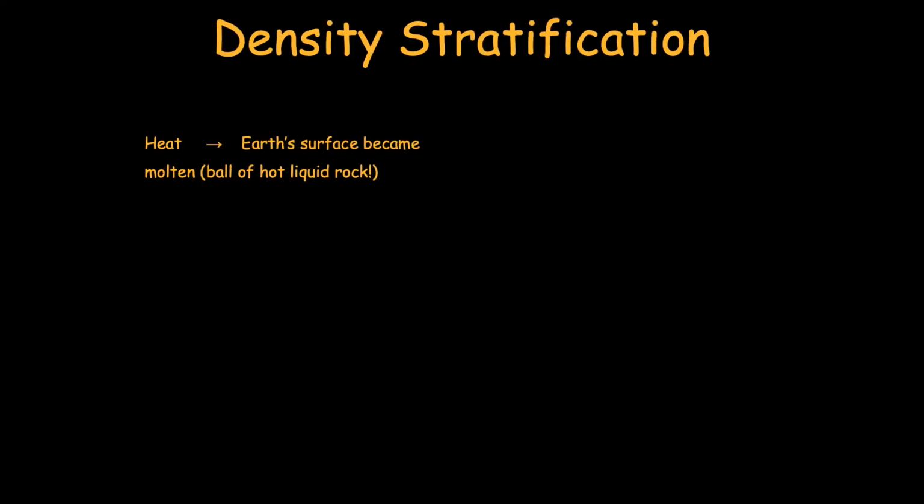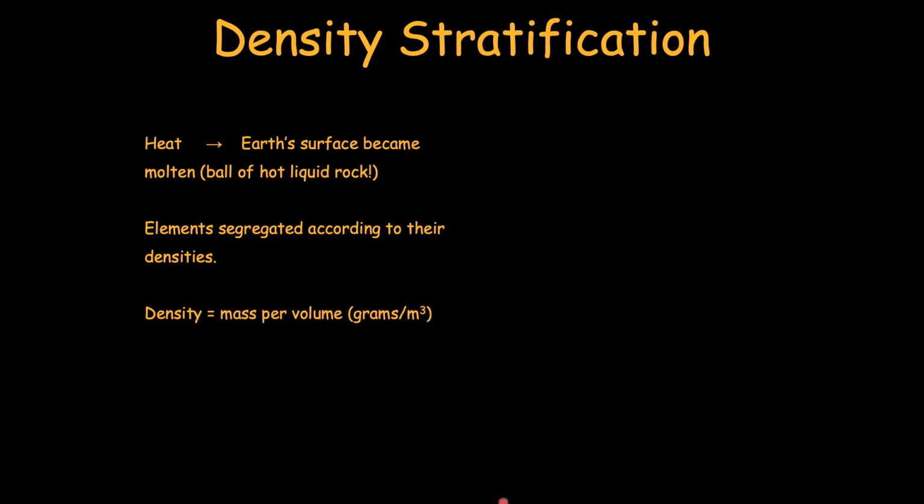The third and last step of Earth's formation is called density stratification. On the early Earth, heat generated at the surface by the bombardment of space debris and heat released internally by the decay of radioactive elements was so intense that Earth's surface became molten. Once Earth became a ball of hot liquid rock, these elements were able to segregate according to their densities in a process called density stratification.